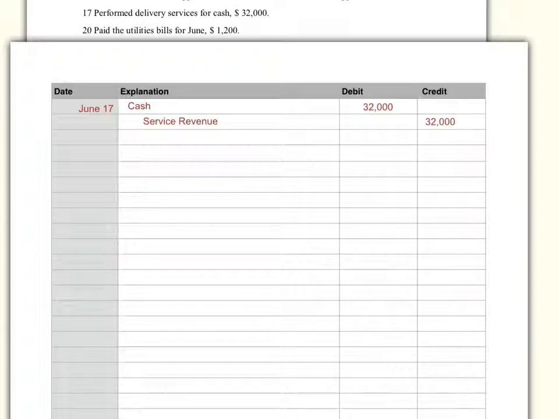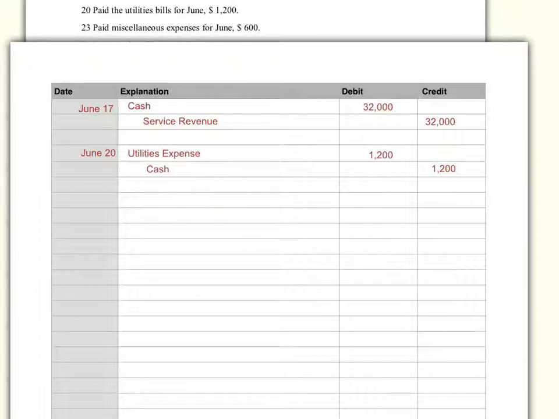On the 20th, I paid the utility bill for $1,200. Debit utilities expense, expenses are always debited, $1,200, and credit cash, $1,200. On June 23rd, I paid miscellaneous expenses for $600. Again, debit the expense, miscellaneous expense, $600, and credit cash.